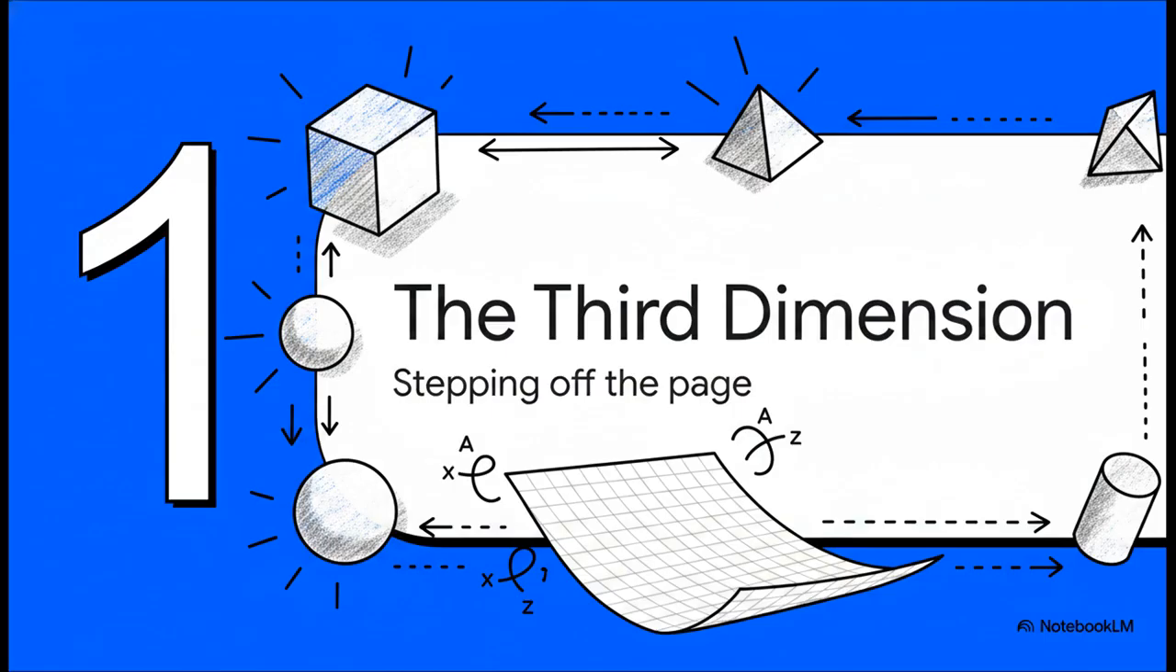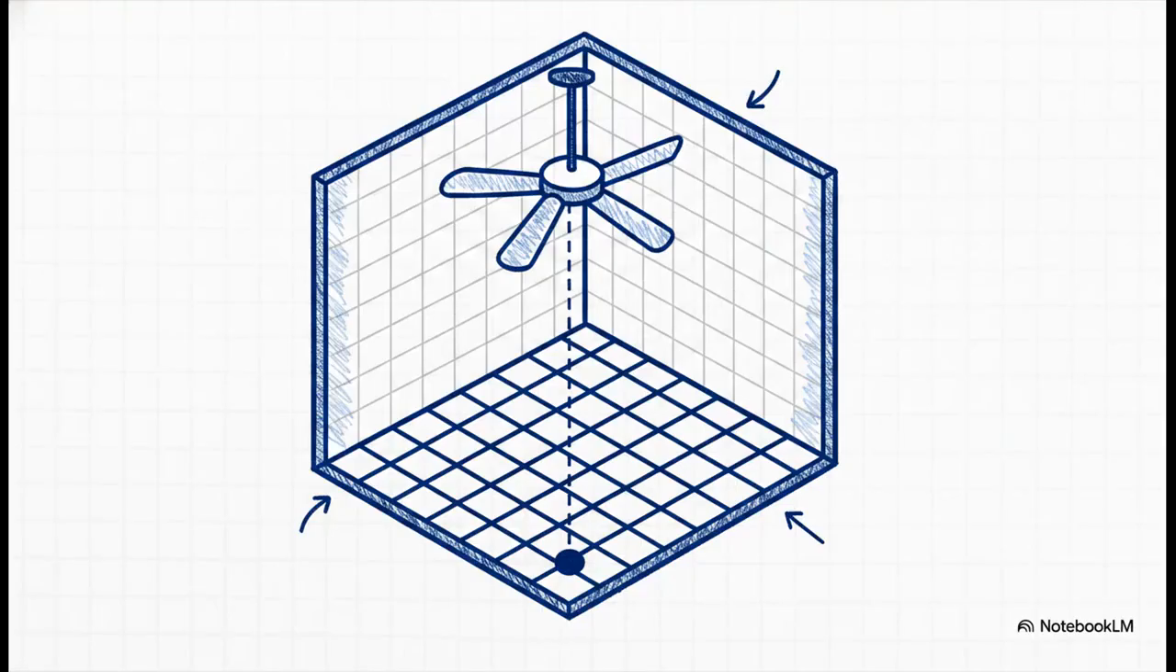Let's start with the world you already know, and then literally step right off the page. Okay, look around the room you're sitting in right now. Imagine the floor is a standard XY plane, that flat surface you're used to mapping on graph paper. Now, look at the walls. To add the third dimension, we simply need the perpendicular distances from the floor and two adjacent walls. The height of a ceiling fan from the floor, that right there is your z-axis in action.